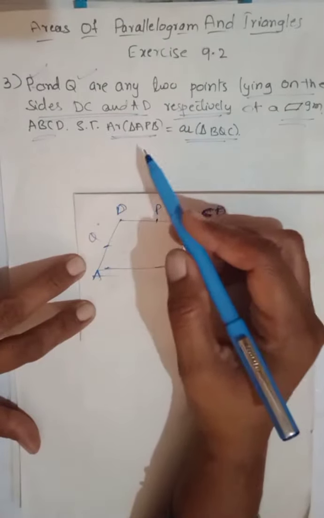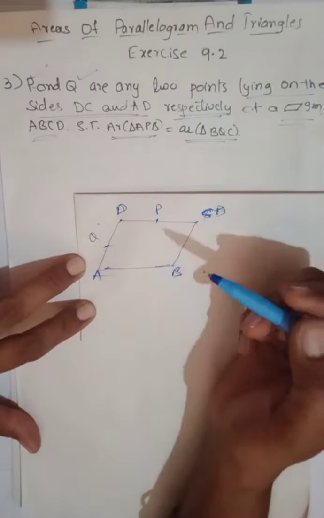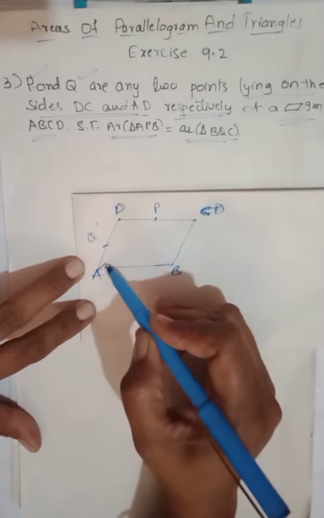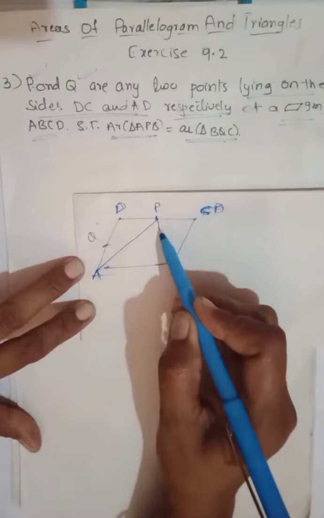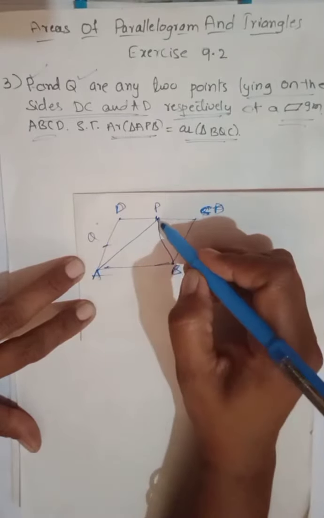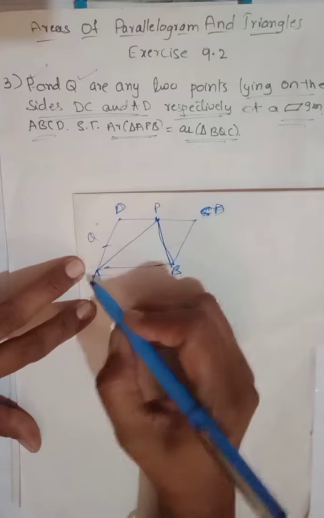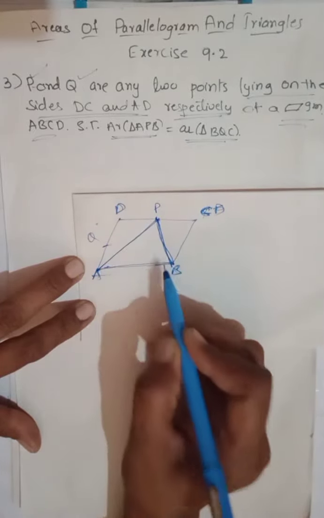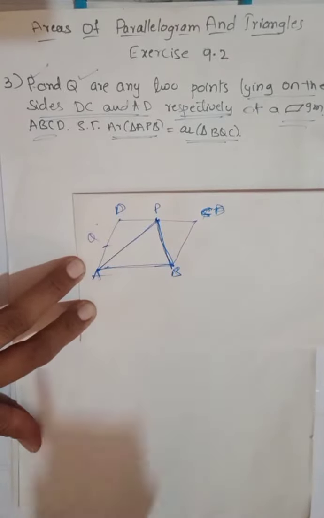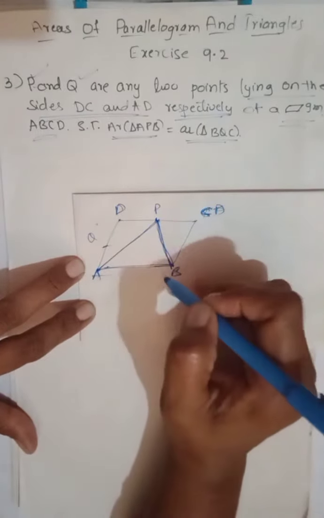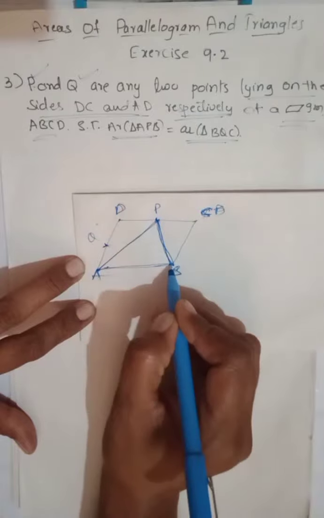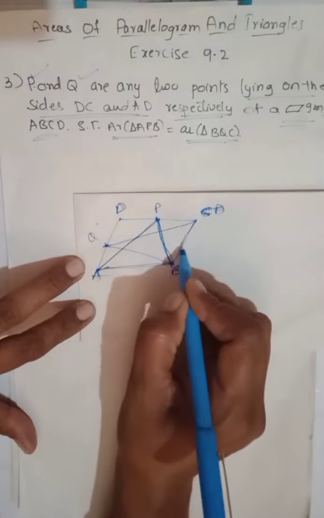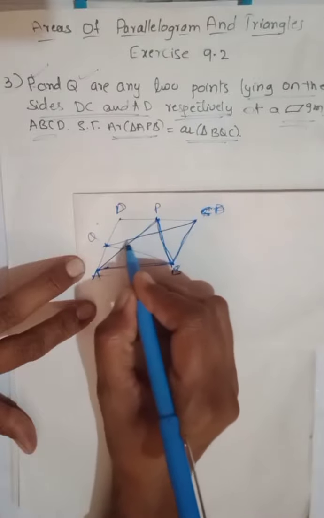If that is the case, then you have to show the area of triangle APB. APB means you are joining A, P and B. This is the triangle you have. Show that the area of this triangle APB is equal to the area of triangle BQC. Here I have to join B, Q and C. This is the other triangle we have.